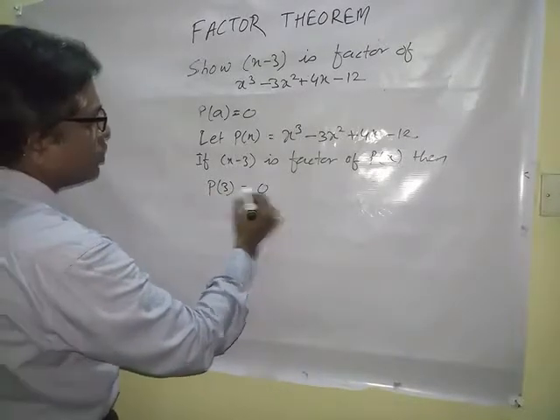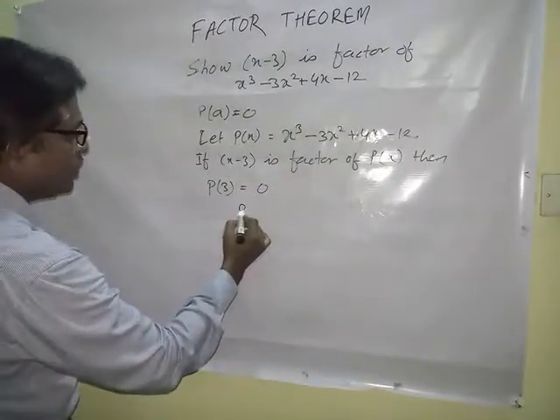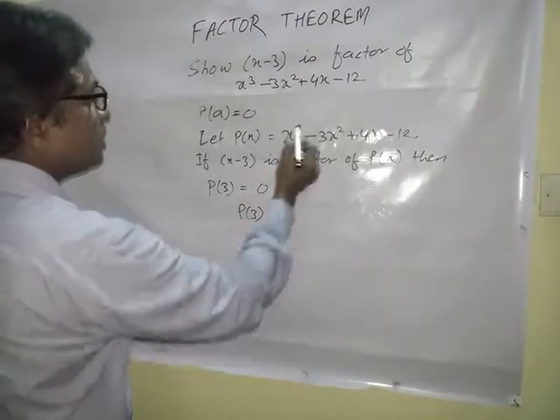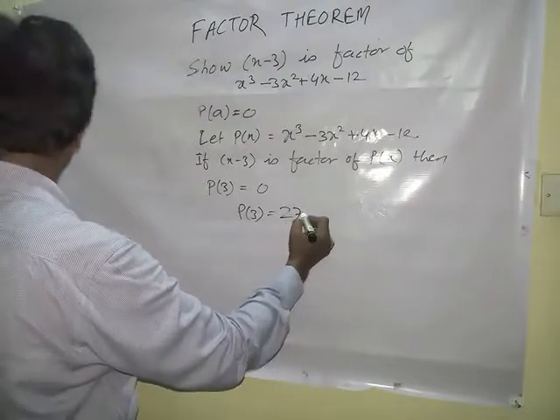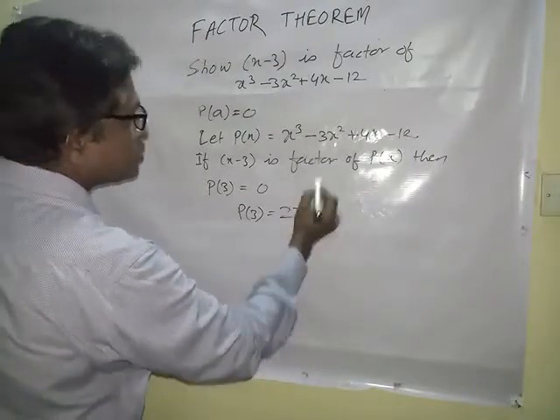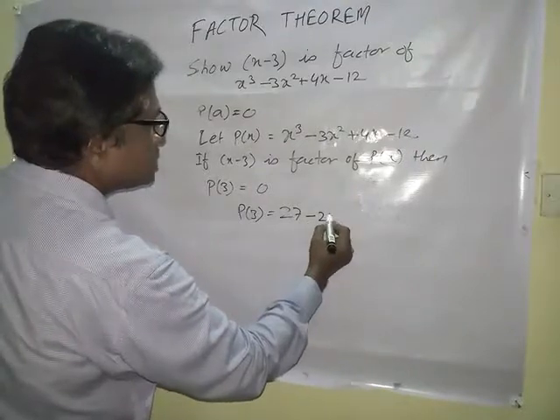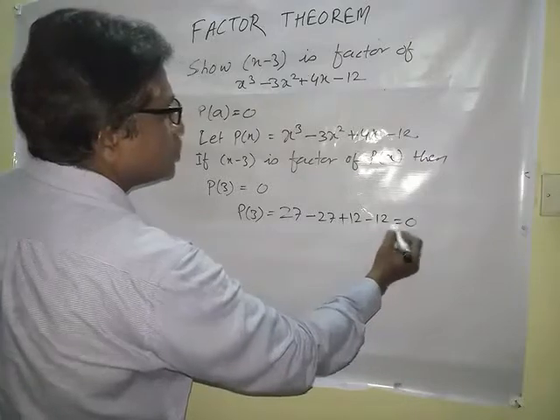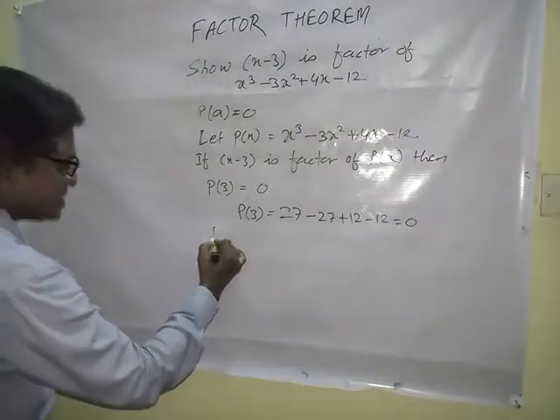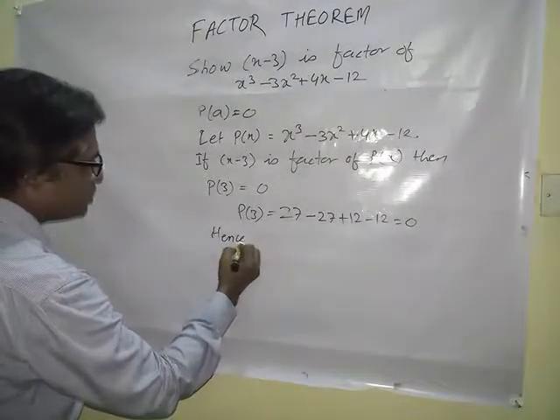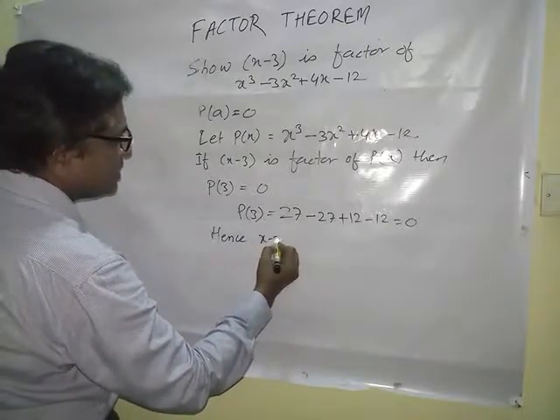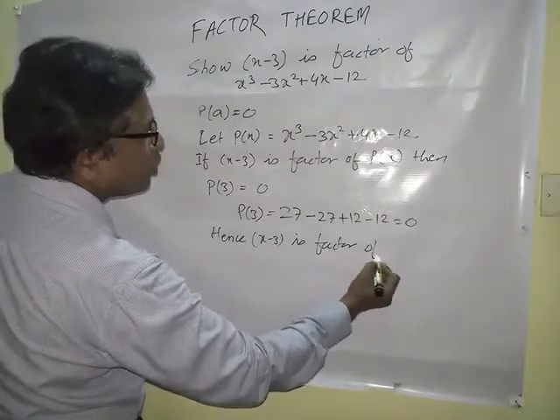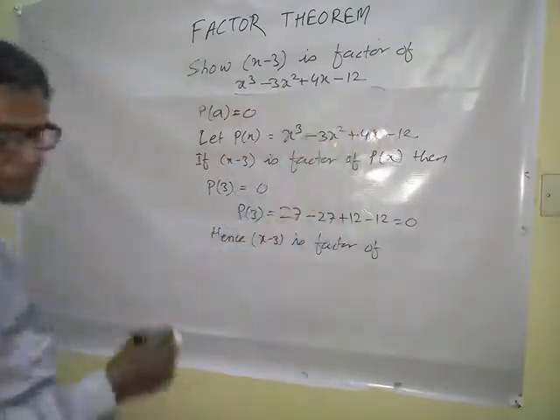Then P(3) should be equal to 0. Here you find the value of P(3). You will see 3 cube is 27, I am just directly going in, minus 3x square, 9 into 3 is 27, plus 4 into 3 is 12, minus 12, is equal to 0. Hence, you write down x minus 3 is a factor of this complete equation.